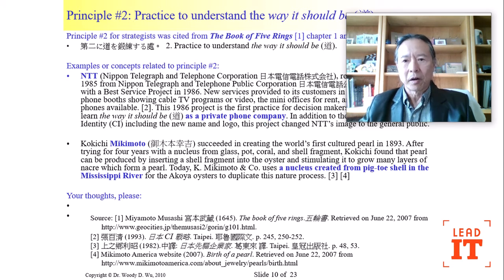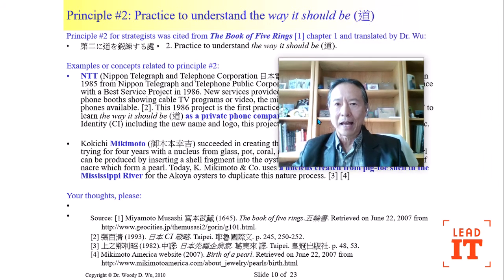Mikimoto's pearl is very famous. And one time they used an oyster shell found in the Mississippi River to come up with pearl. That's Mikimoto pearl is in Japan. Mississippi River is in the US. If that's the way it should be, yes, we're going to do it.